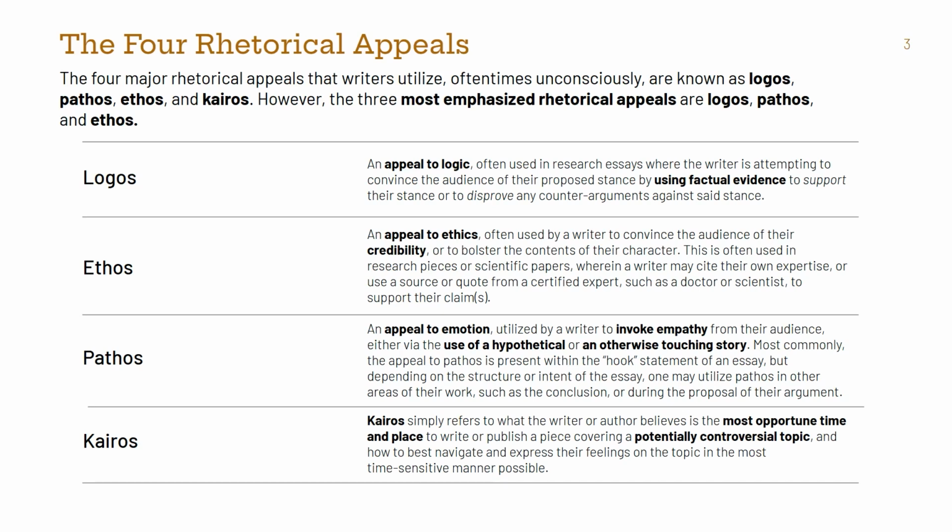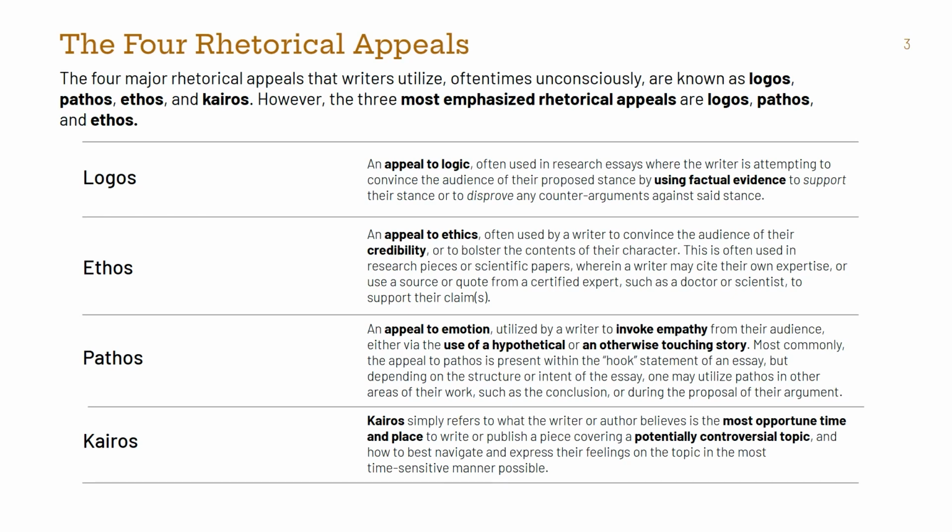Typically, whenever a writer is trying to appeal to the audience's ethos, they're utilizing their own expertise or the expertise of someone else to make their argument appear more credible and as though it has more sources backing it up, and thus convincing the audience to better agree with their argument.